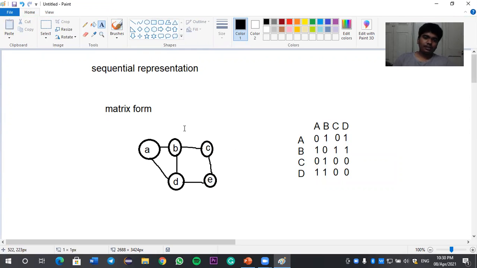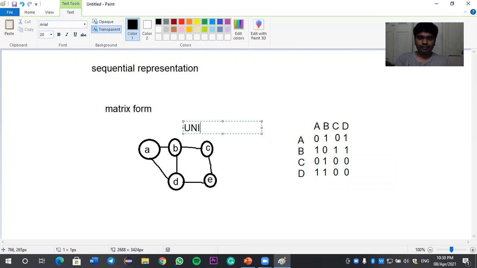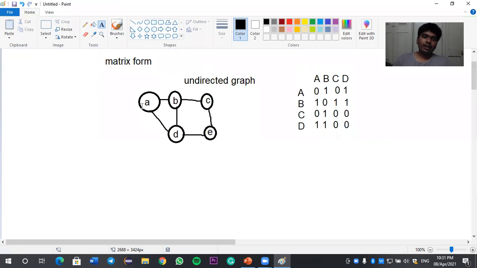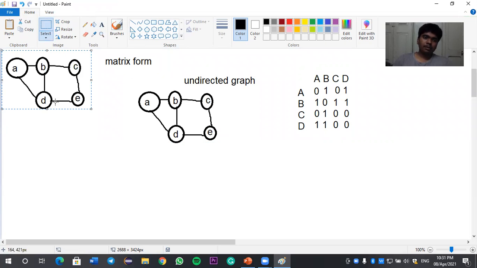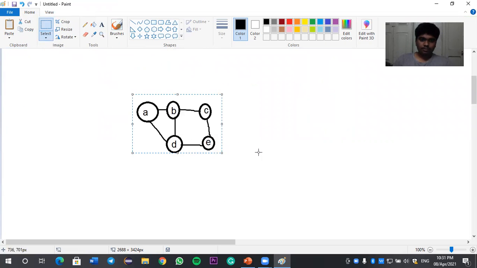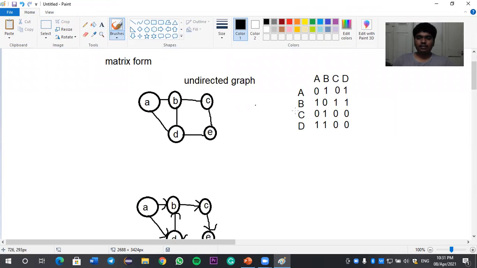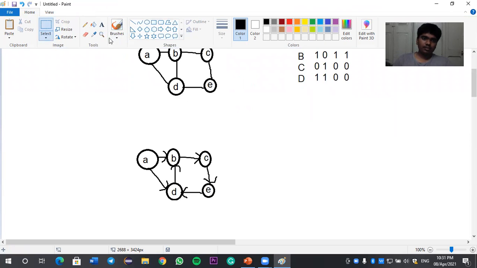This is for an undirected graph, as we do not have any proper directions. A directed graph is nothing but, if we place arrows here and give some directions like this, then we need to perform another thing here.